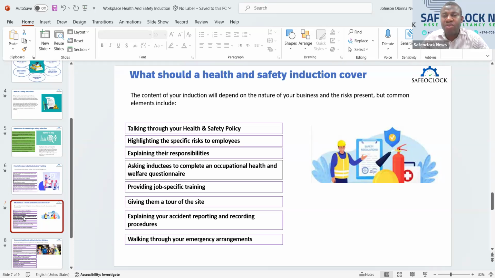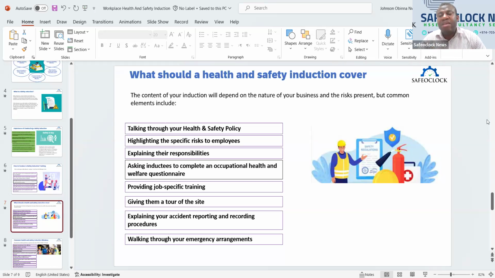Another thing that should be done is that the job-specific trainings that these employees require to carry out their job should be well explained to them. For instance, if a particular employee will be working at height, safety induction alone is not enough to give him access to start working at height. So he needs job-specific training. That is where work at height training comes in. So you should be able to explain to the new inductees the trainings that they require to be completed before they carry out the activities.